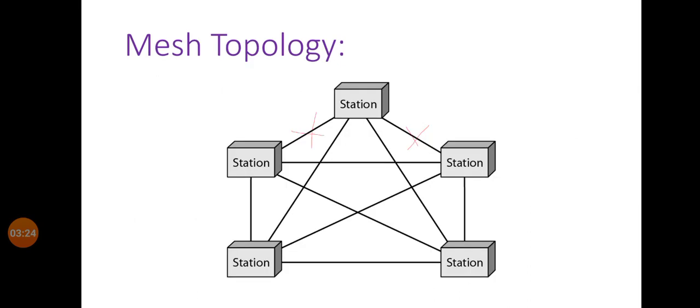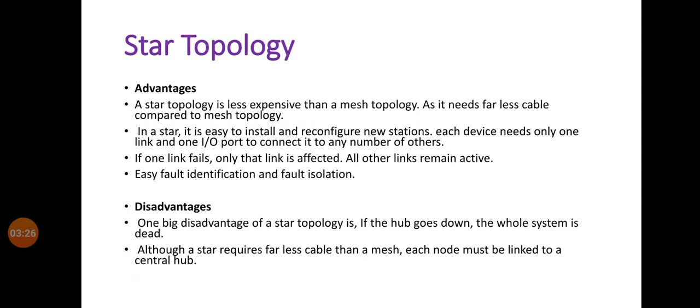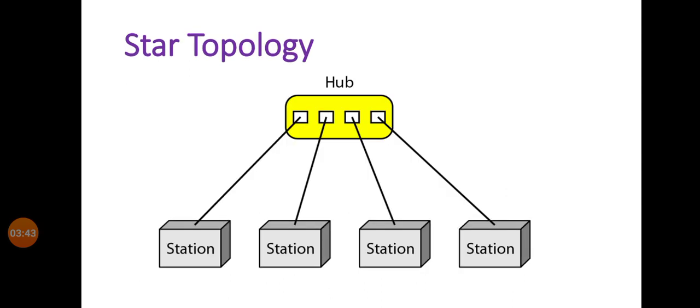Then come to the next type of topology, that is star topology. The advantages of star topology: a star topology is less expensive than a mesh topology because it needs far fewer cables compared to mesh topology. Here, to add any new station, we need only one extra cable to connect that new station to the hub. We don't need so many cables as in mesh topology.